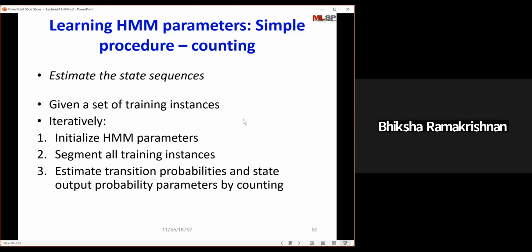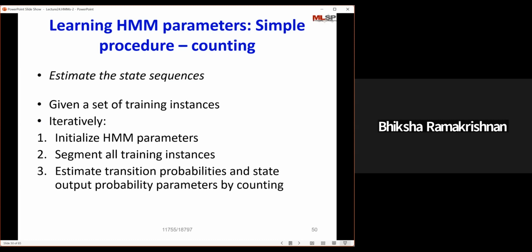Here's what I can do. I can estimate the state sequence, can I not? Does that make sense? So we know how to estimate the state sequence, correct? What was the algorithm for estimating the state sequence? The Viterbi state alignment, right? And so this is what we can do.